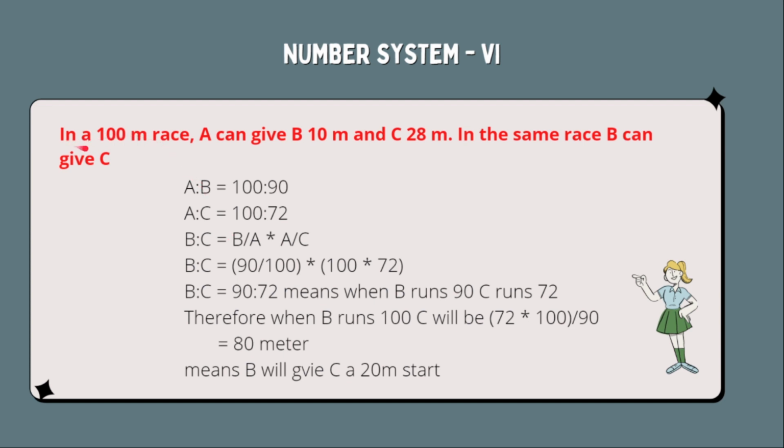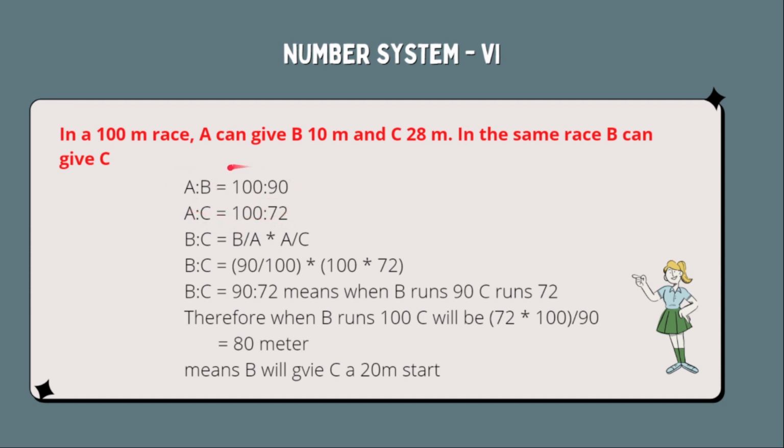Here just see, in a 100-meter race, A gives B a 10 meter start and C a 28 meter start. In the same race, how much can B give C? So basically it is asking about the start. It is given A is to B equal to 100 is to 90, because when A travels 100, B is traveling 90, because there is a 10 meter start. That's why. Similarly, A is to C is equal to 100 is to 72. Means when A is traveling 100, C is traveling 72.